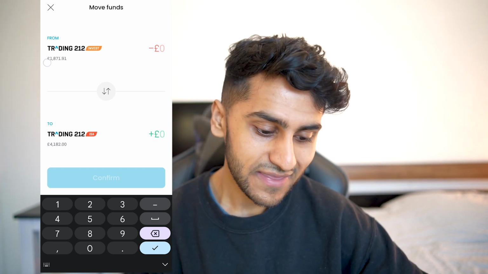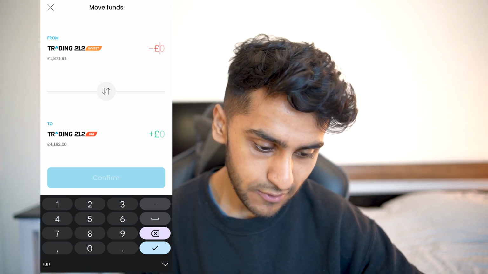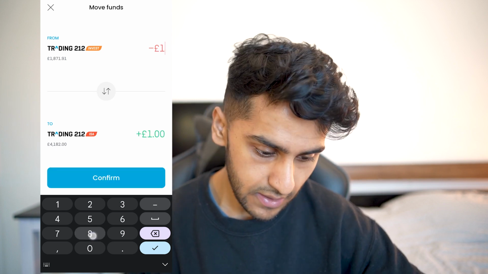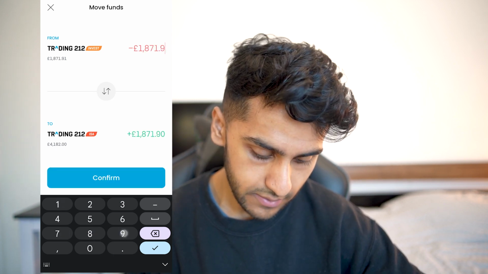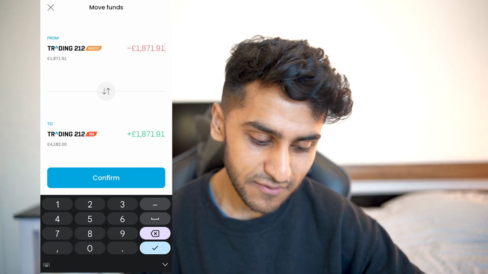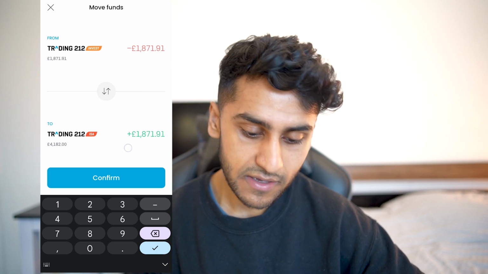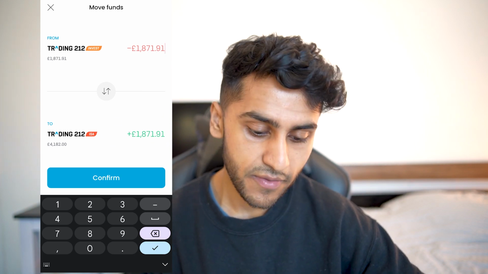So what I like is the fact that it actually tells me my remaining balance, so that's £1,871.91. So let's actually go for the full amount if we can do that. £1,871.91. So just to be sure, we're going to go from the Trading 212 invest account to our Trading 212 ISA account, which has £4,182, and that will give us an increase to the ISA of £1,871 and take away £1,871 from our invest account. I can't stress this enough to make sure that you are doing it from the right account, otherwise honestly you could wake up to a nightmare.